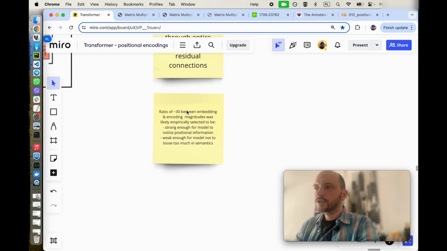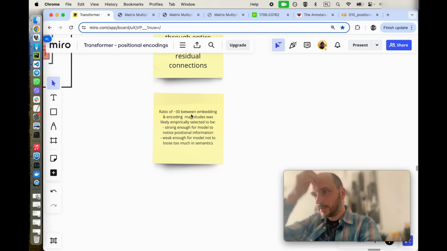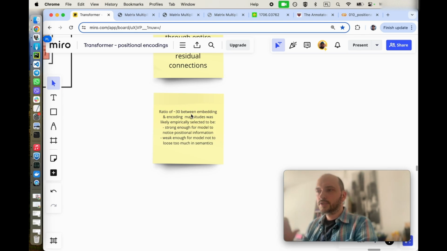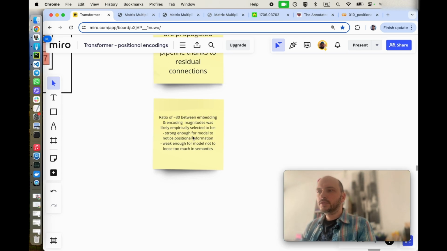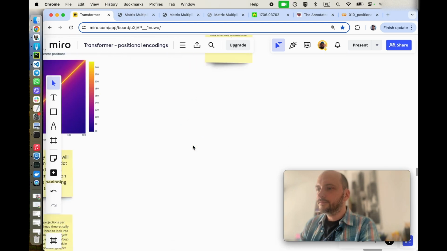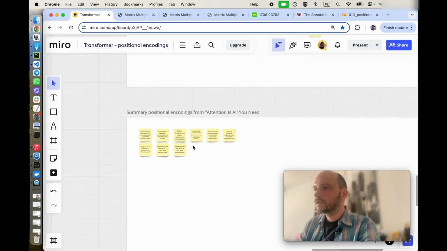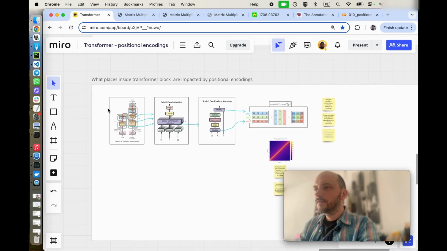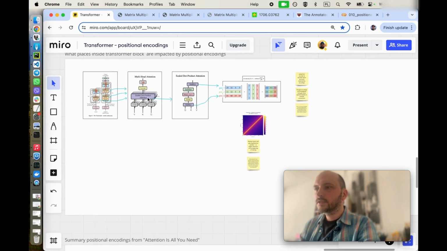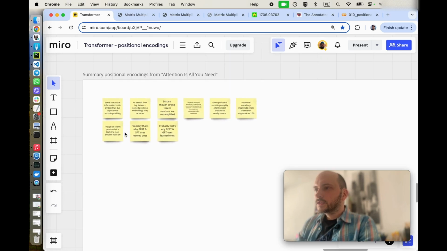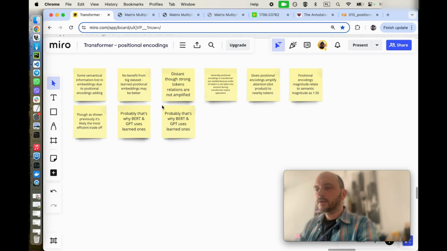And this ratio of 30 between embeddings for semantics and positional encodings likely was selected because it is strong enough for the model to notice positional information, but weak enough for the positional encodings not to harm too much the information about semantics. Okay, so that's the pre-last block. And now let's summarize what we have, and I will speak about limitations here.